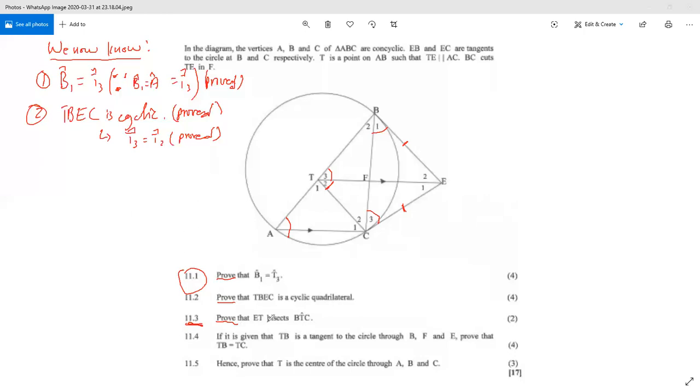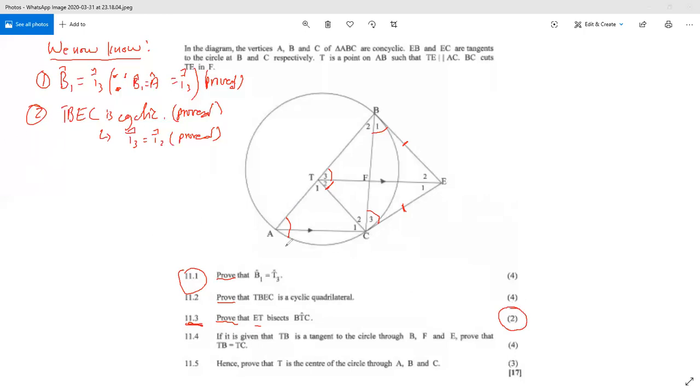You can see, prove that ET bisects BTC. So BTC, we must prove that this thing bisects. In other words, we must prove T3 is equal to T2. And we have proven this already. You can see why it is 2 marks.